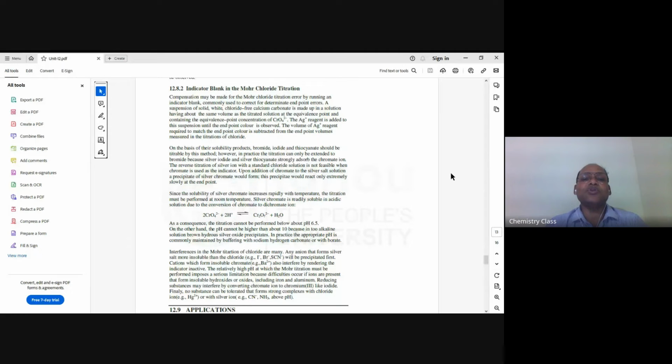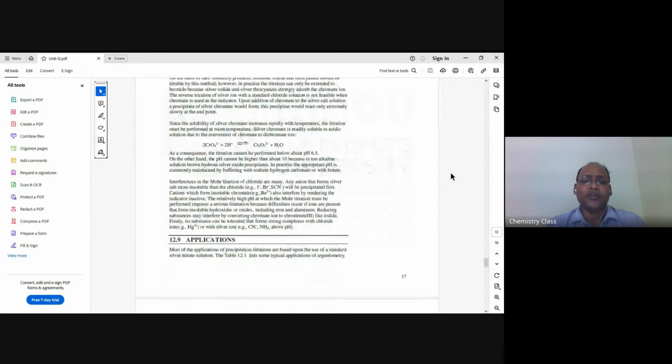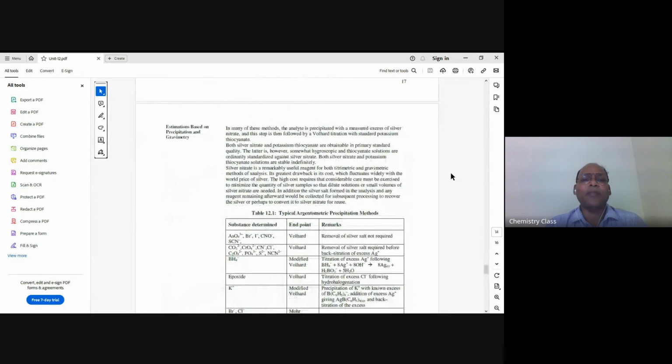So the blank used is a suspension of solid white chloride-free calcium carbonate. This is the blank you have to use, and on the basis of that you have to calculate. So this is the perfect example of the use of a blank.